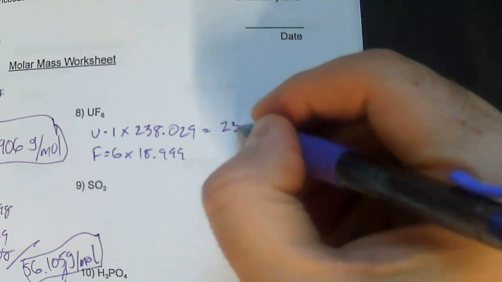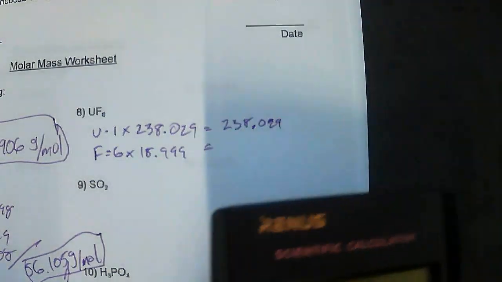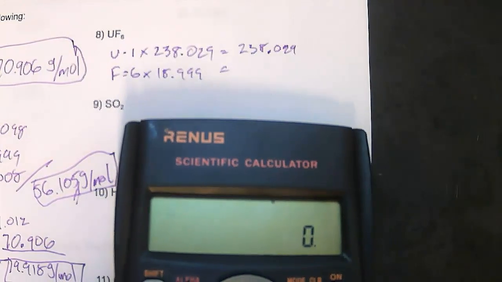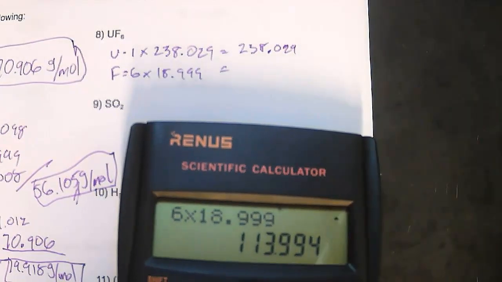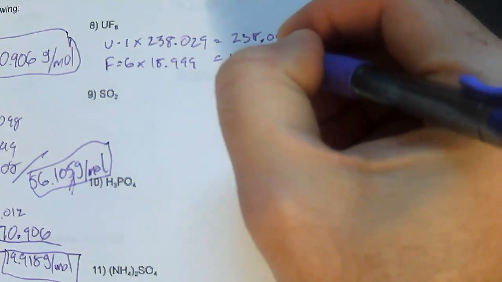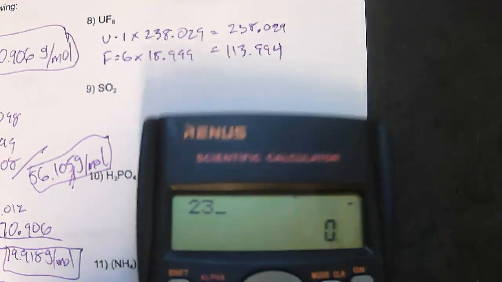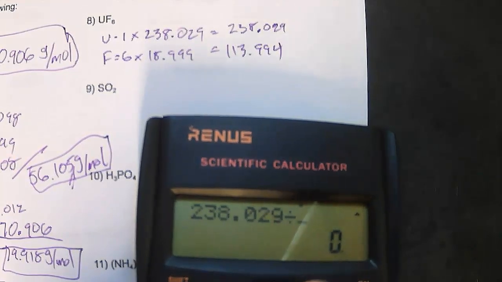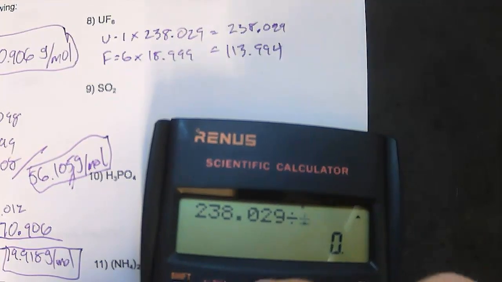Okay, so 238.029, and let's see. 6 times 18.999 is 113.994. So 113.994. Okay, and now we add them up. 238.029 plus, let me get this right here.